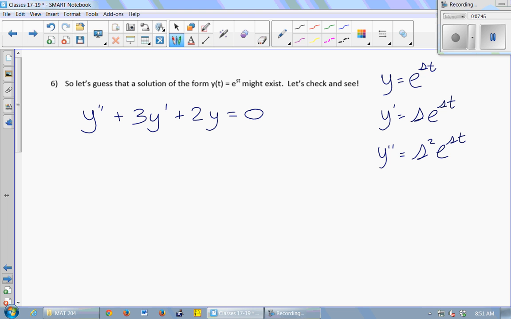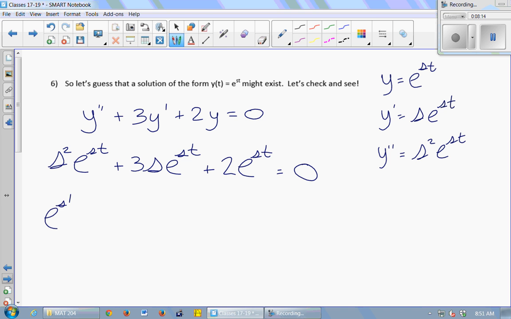This seems like a good guess, but if it's not, you would just plug it in and go, oh, there is no s that would make it true, I've got to guess again. Okay, so y double prime, s squared e to the st, plus 3 times y prime, which is s e to the st, plus 2 times y, e to the st, has to equal 0. There's an e to the st in every term, so I can factor that out and I'm left with s squared plus 3s plus 2.